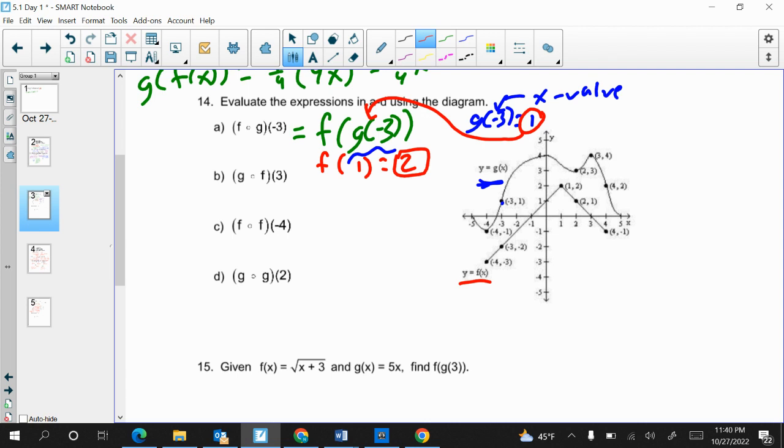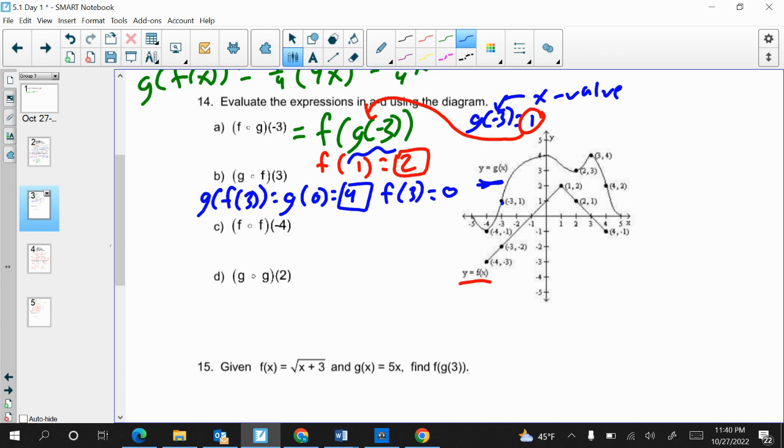Okay, let's do another one. g of f of 3. So now I'm going to start with f of 3. Well, f of 3, boom, that is 0. So that now means I'm going to do g of 0. G of 0, be careful, don't make my mistake. You go up to the g function, which is 4. So my answer there is 4.